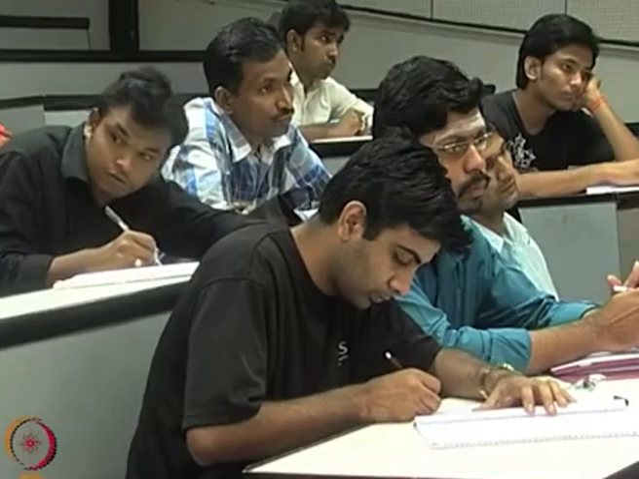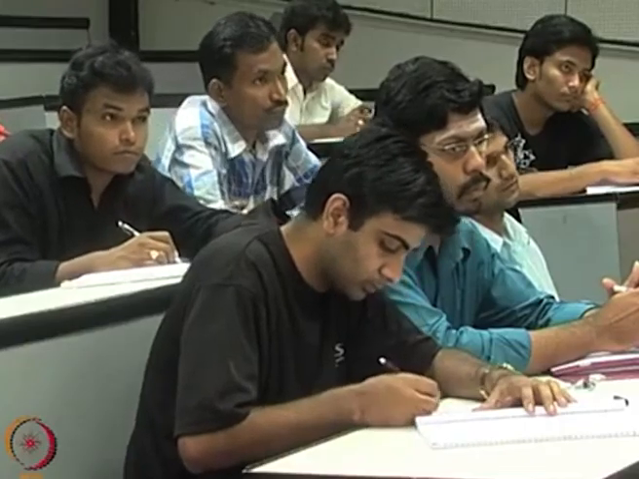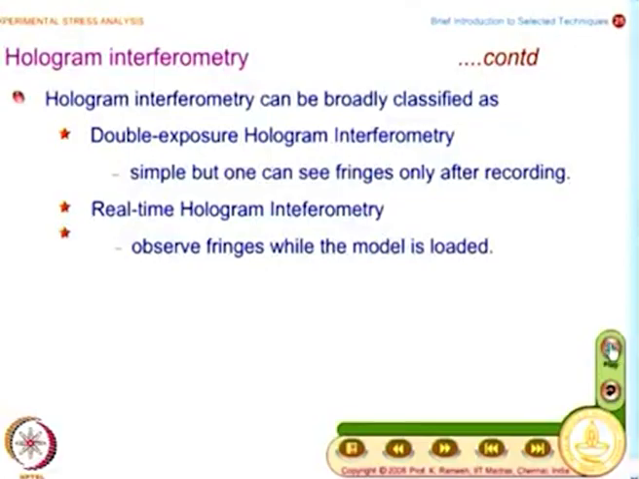The other category: once you find a restriction, researchers do not keep quiet. Researchers find ways by which they will circumvent this limitation. So, you graduate from double exposure hologram interferometry to real time hologram interferometry. The name itself suggests you observe fringes while the model is loaded. So, it is a lot more convenient. Real time holography is a lot more convenient than double exposure hologram interferometry.